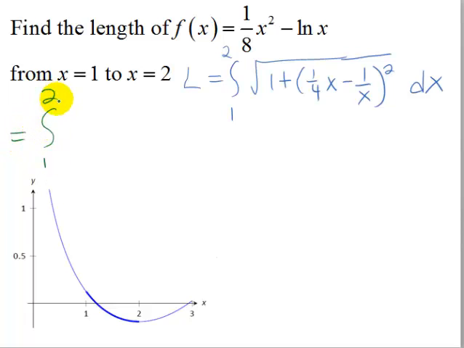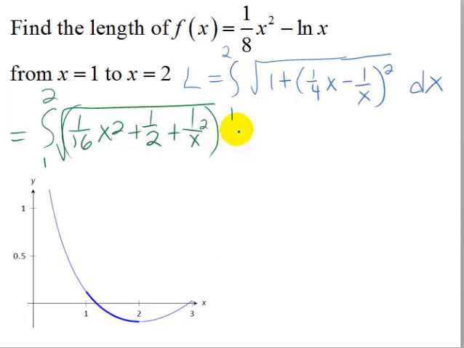So we have the integral from 1 to 2. We can multiply this out, and that would be 1/16 x squared. And then if we multiply these together, the x's are going to cancel and we'd have minus 1/4 twice, so that'd be minus 1/2. And then combined with this 1 right here, that would be plus 1/2. And then last times last here would be a positive 1 over x squared. And all of that actually is underneath the square root, and then dx.